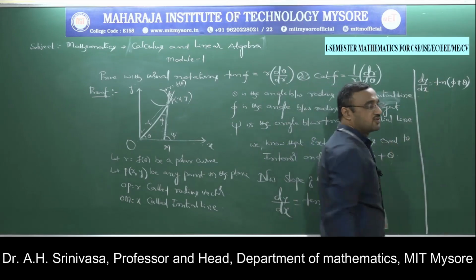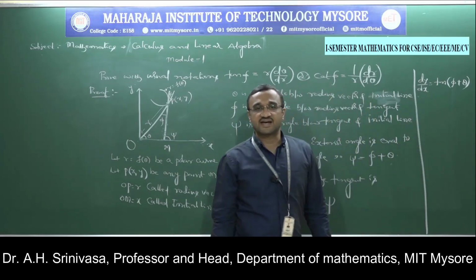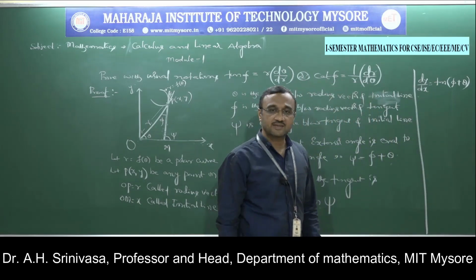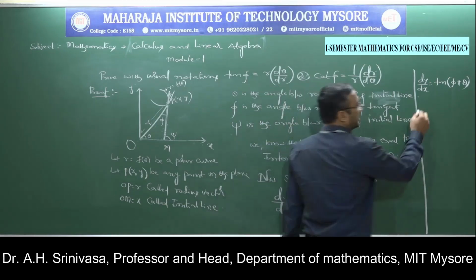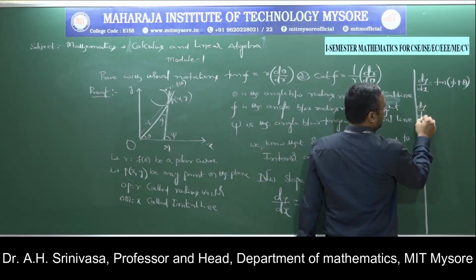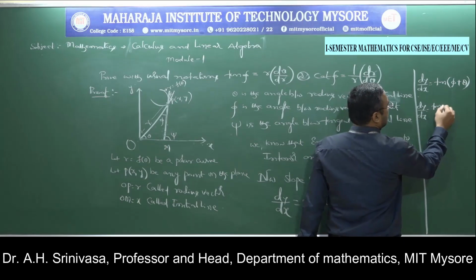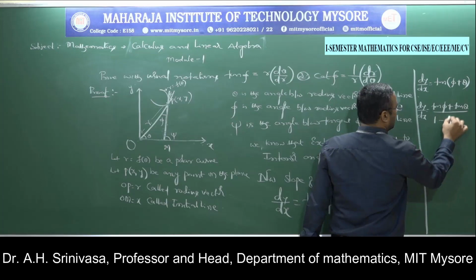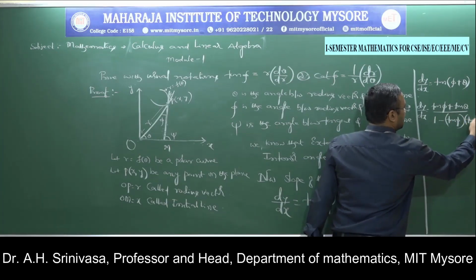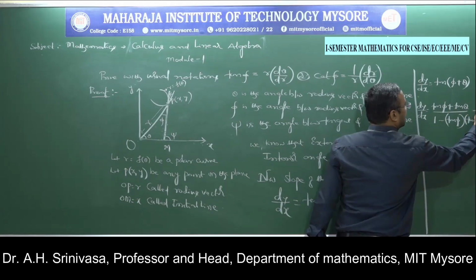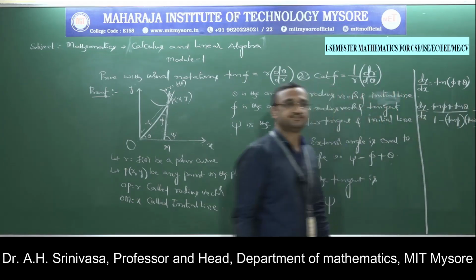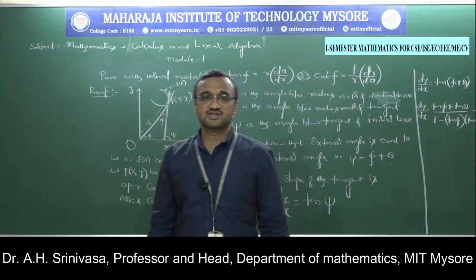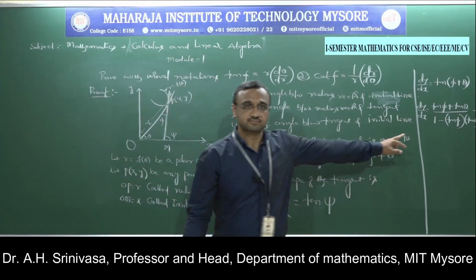Now it is exactly in the form of tan A plus B. You have to use the tan A plus B formula, that is tan A plus tan B divided by 1 minus tan A into tan B. That is dy by dx equal to tan phi plus tan theta, all divided by 1 minus tan phi into tan theta. Now call this equation number 1.